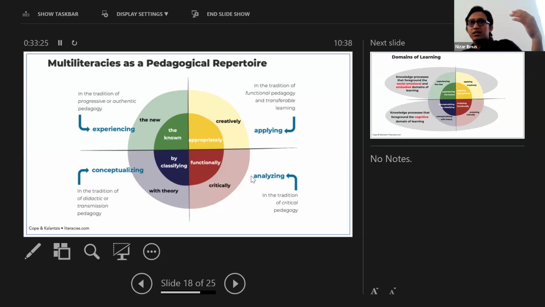Conceptualizing and analyzing is very similar or closely related to modeling of the text in the genre-based approach, the second stage. In modeling of the text, students are asked to deconstruct a text. They have to identify the structure of the text. They have to identify the linguistic features, and also the content, for example, the bias or the purpose, and so on and so forth. So conceptualizing and analyzing is very similar to modeling of the text of GBA.